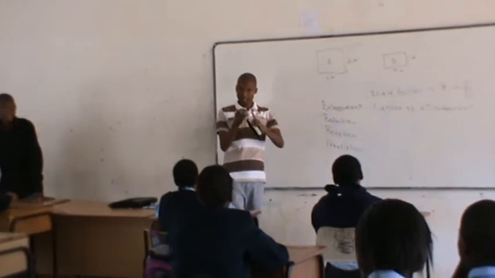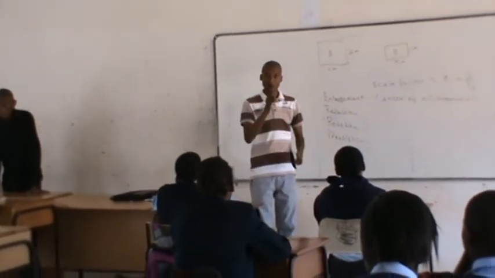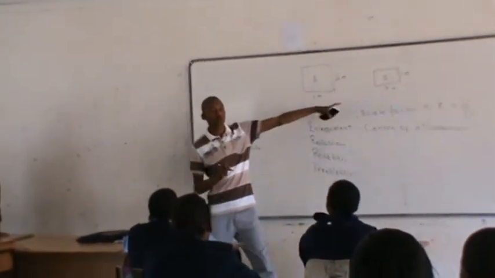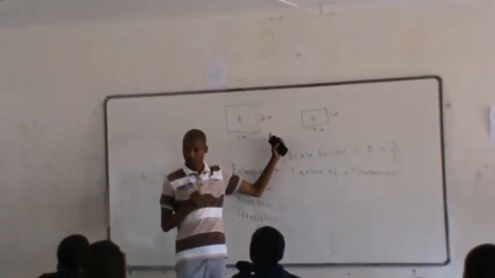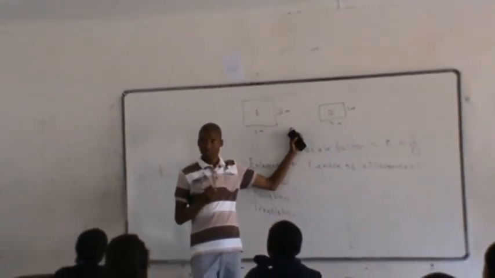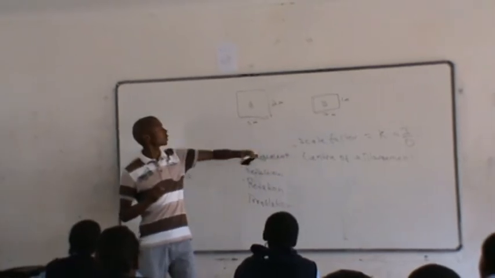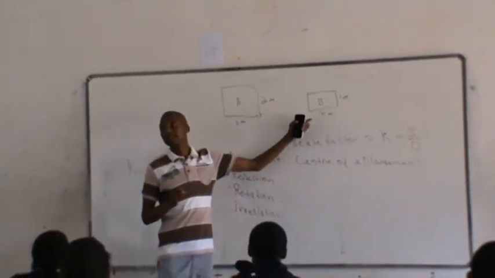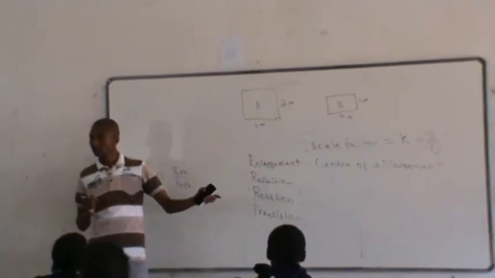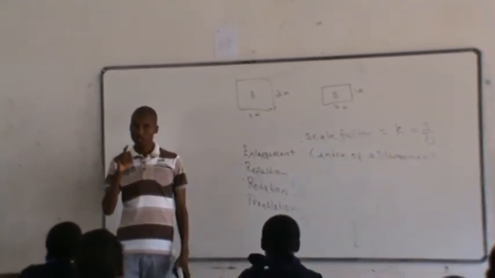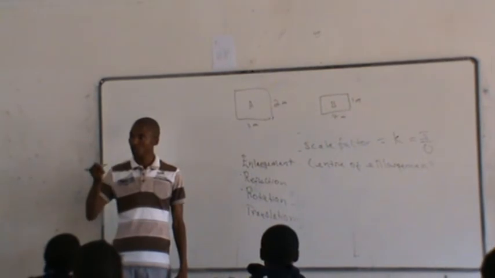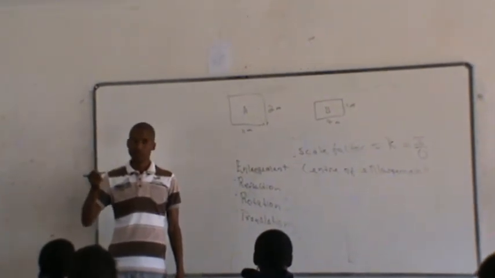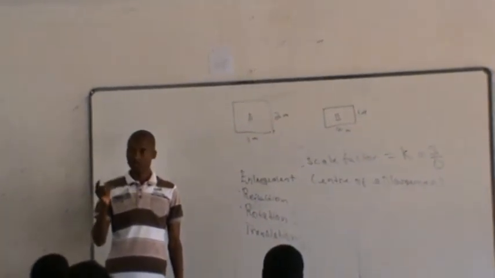Because we can have a fractional scale factor, of which you are sure that the image is going to be smaller than the object. In a case where we have a scale factor greater than 1, you are sure that your image is going to be greater than your object. Are you okay with that?